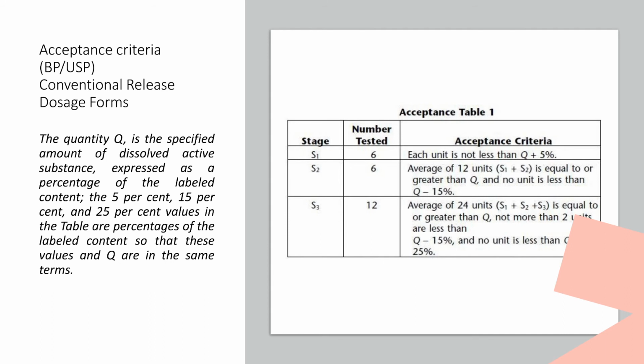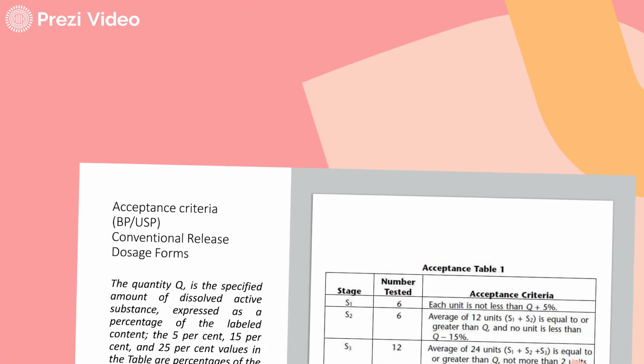Again, you need to perform the test, and you will find that it follows the same criteria as the Indian pharmacopoeia. First, you take 6 tablets; each unit should not be less than Q plus 5%. Then again 6 tablets; the average of the 12 units should be equal to or greater than Q, and no unit should be less than Q minus 15%. In stage S3, you take 12 more units, making 24 units in total, which should be greater than Q, with no more than 2 units less than Q minus 15%, and no unit less than Q minus 25%. So it is the same criteria as for the Indian pharmacopoeia.